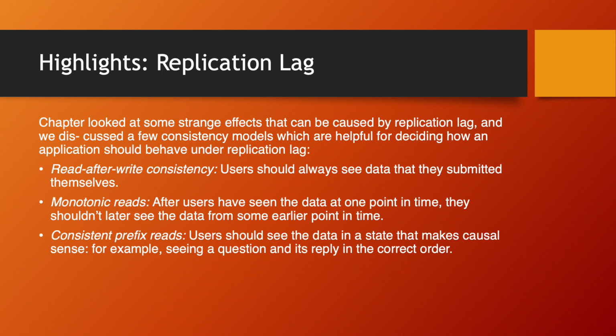Replication lag. The chapter also looked at some strange effects that can be caused by replication lag, and discussed a few consistency models that are helpful for deciding how an application should behave under replication lag. First one is read after write consistency. Users should always see data that they submitted themselves. Second is monotonic reads. After users have seen the data at one point in time, they shouldn't later see the data from an earlier point in time.